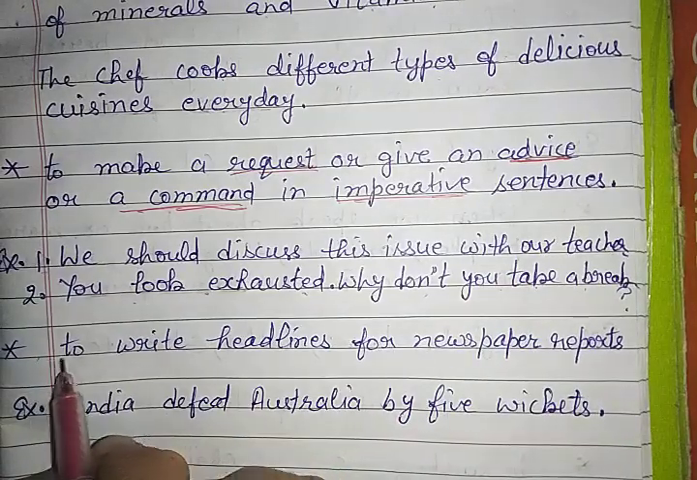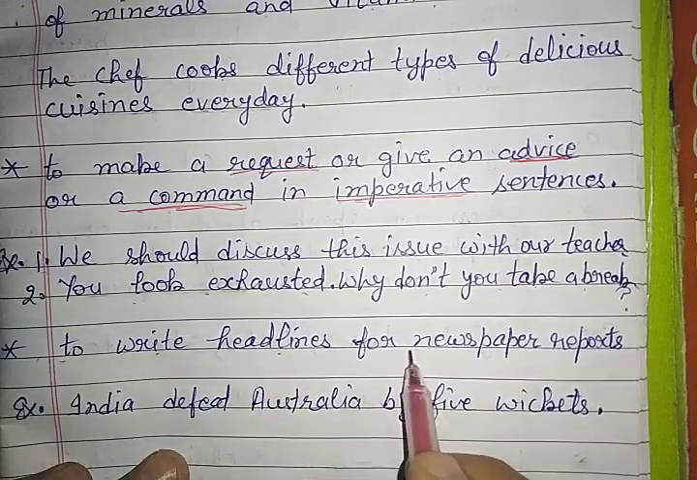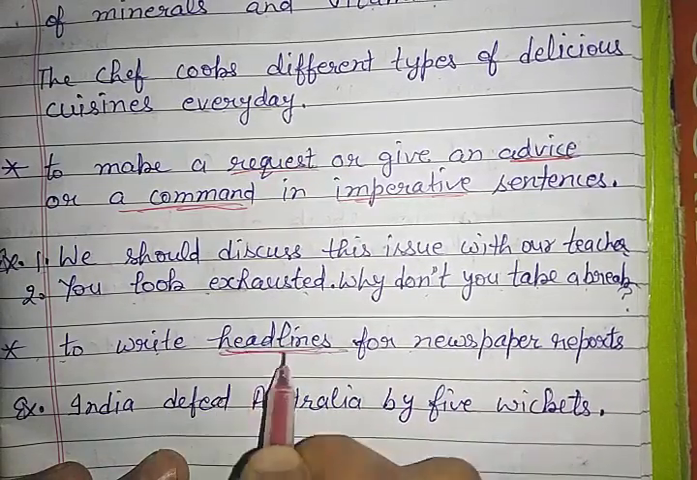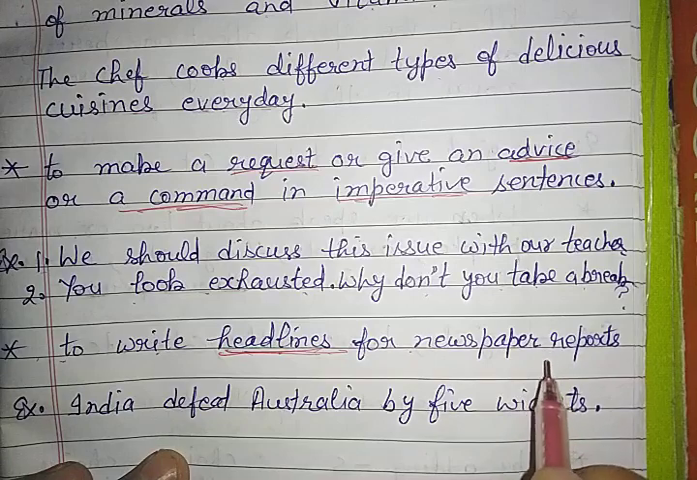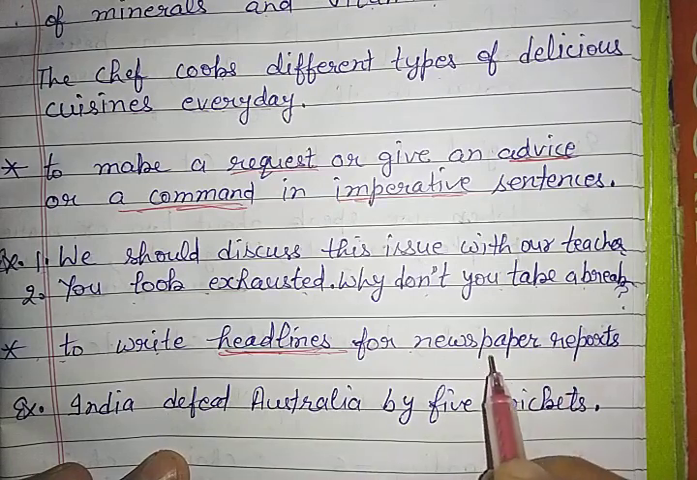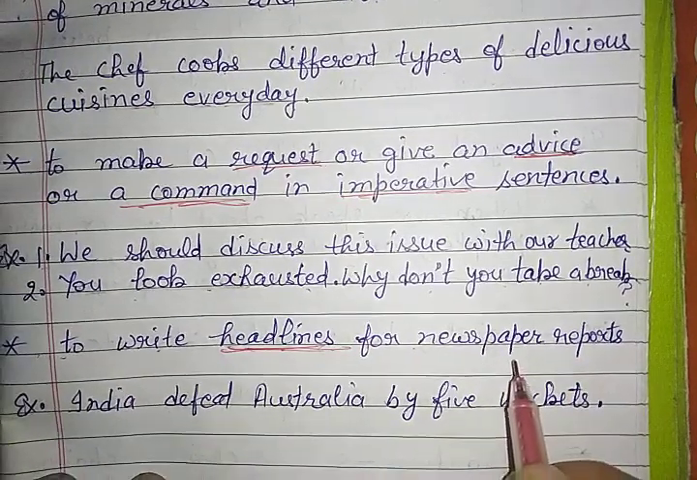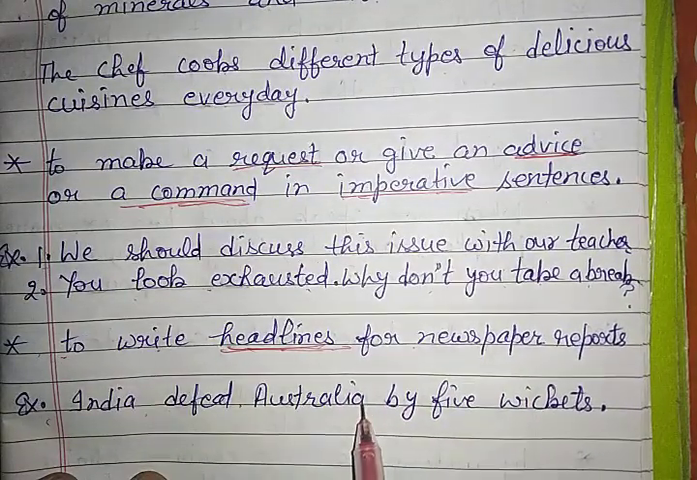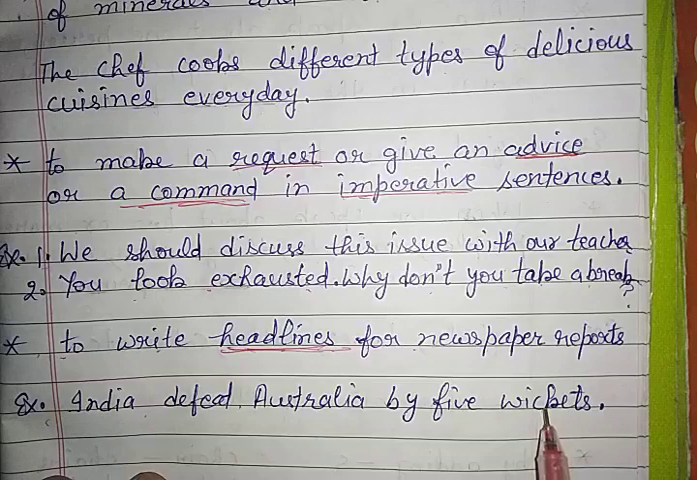The next point is to write headlines for newspaper reports. Headlines of newspaper reports are also written in simple present tense. Example: India defeat Australia by 5 wickets.